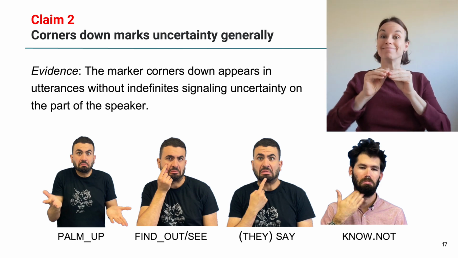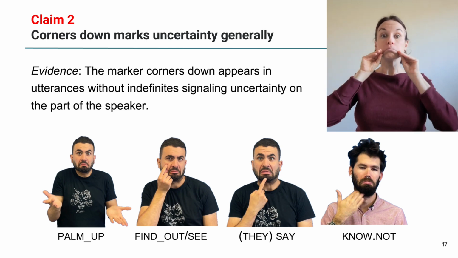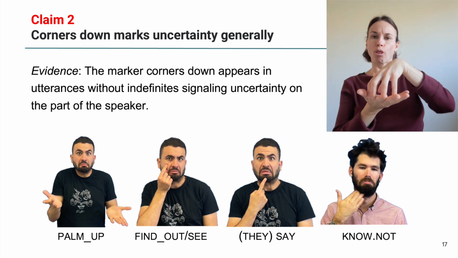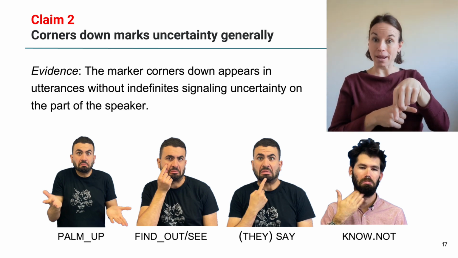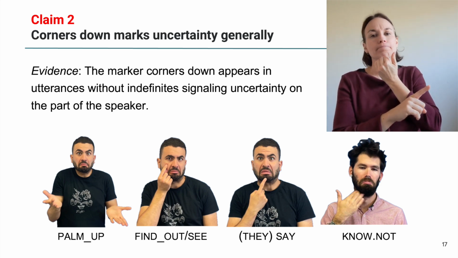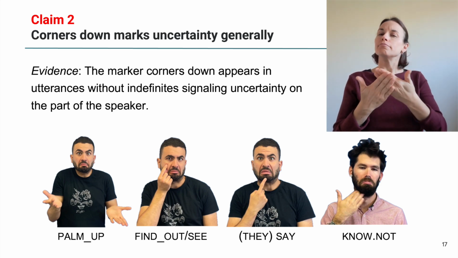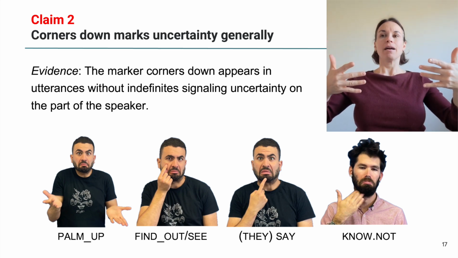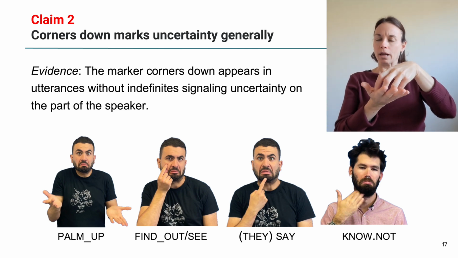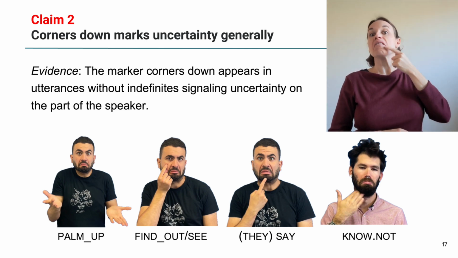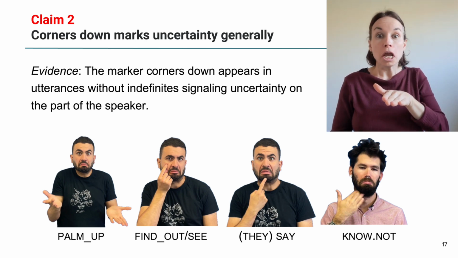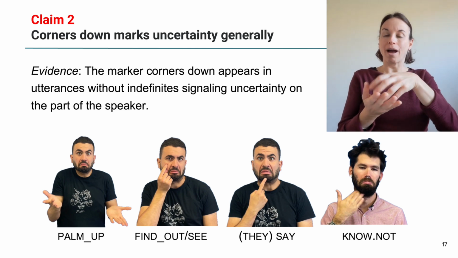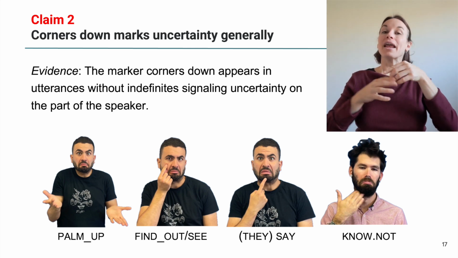Now, with this background, we want to go back to our second claim. That is, that corners down marks uncertainty on the part of the speaker, and not only that the speaker is unable to identify the referent. And this is based on the following evidence. The marker corners down occurs with signs denoting lack of knowledge, such as find out and say or do not know, or with palm ups. But actually, it may also occur in sentences without any such signs to convey speaker's uncertainty.